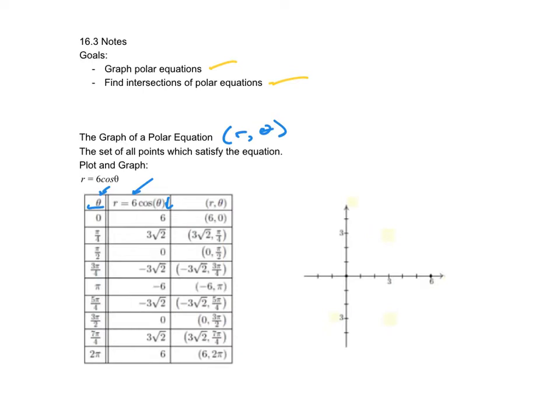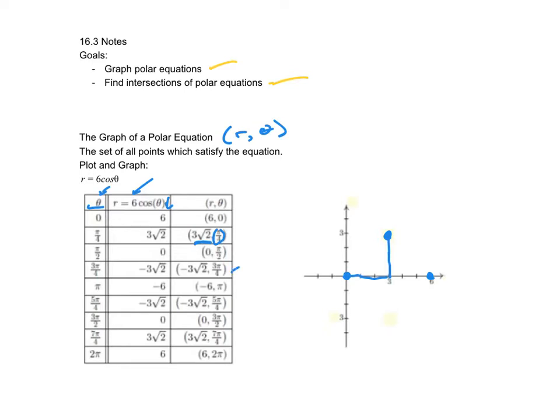So the first ordered pair here would be 6, 0. Then I'd have 3 root 2 along with pi over 4, keeping in mind that pi over 4 is a 45-degree angle and 3 root 2 is the length of the radius. So what that would do is actually make the ordered pair right there at 3, 3. Next, we would have 0 along with pi over 2. Radius of 0, we'll put that right at the origin.